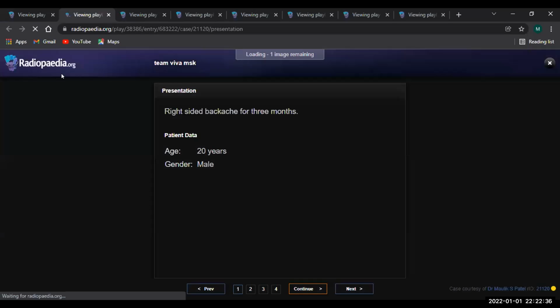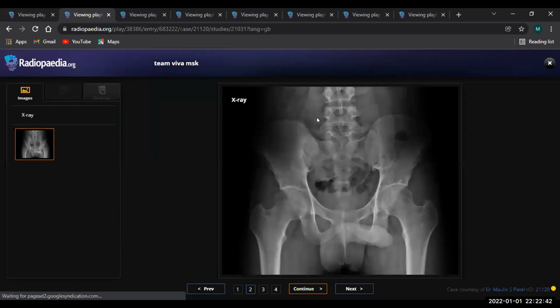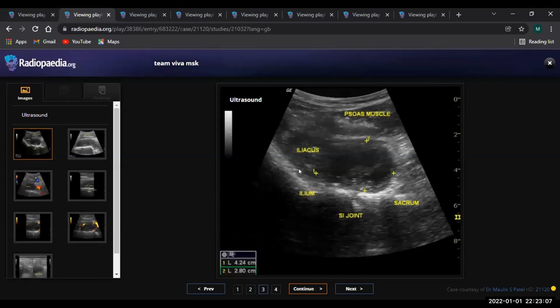This was unilateral sacroiliitis, and there was sclerosis at the right SI joint with loss of joint space. So the first two differentials of unilateral sacroiliitis include infection. It is the most important one, otherwise you were fine. And on ultrasound there was a collection anterior to this SI joint, and it needs urgent aspiration.